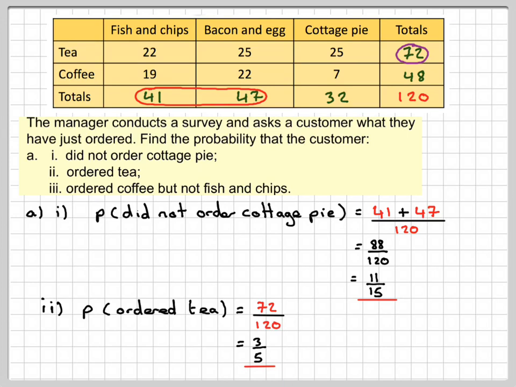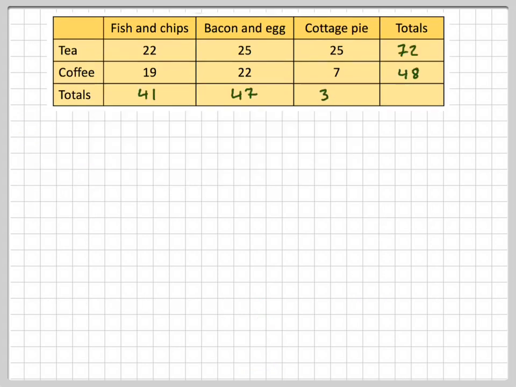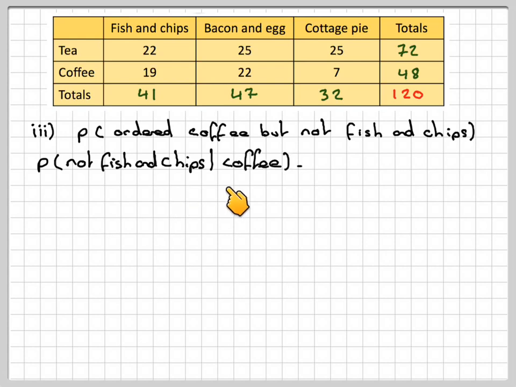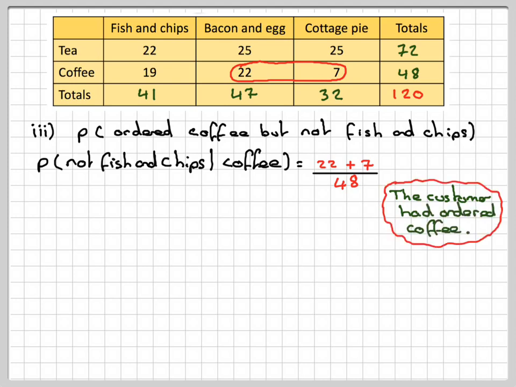Find the probability that the customer ordered coffee but not fish and chips. So just using our diagram again, we want the probability of not fish and chips given that they had coffee. So not fish and chips, this is ones that had coffee, and these are going to be out of 48. So that's going to be 22 plus 7 out of 48 because we knew that they ordered coffee. Okay, so it's sort of a conditional probability, which gives me 29 out of 48.